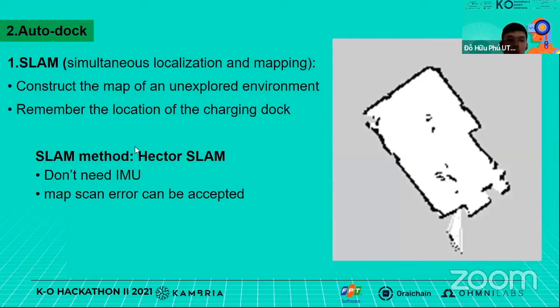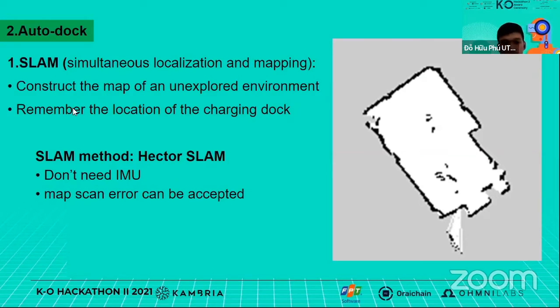So to do that, we need to know where it is on the map, and SLAM resolves this problem. SLAM helps us create a map, and the beginning location is where we start to scan the map. The beginning point we set is a dock, a home point. That's the point we go to for AutoDock.